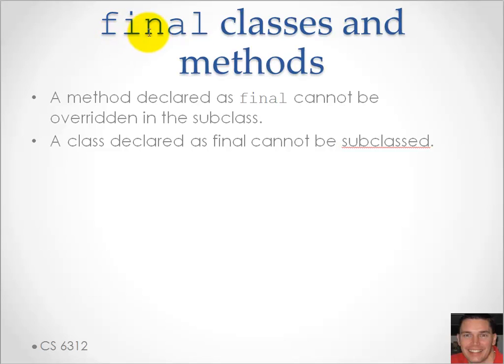Now I'm going to look at the attribute final, which can be used as an attribute on a class or a method. If you declare a method as final, that means that it cannot be overridden in a subclass. So it's a way to force the implementation to be used by all subclasses. And if a class is declared as final, then that means it can't be subclassed, it can't have any children.